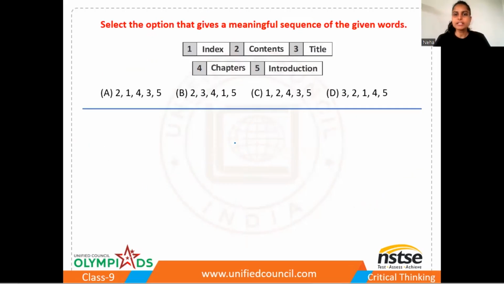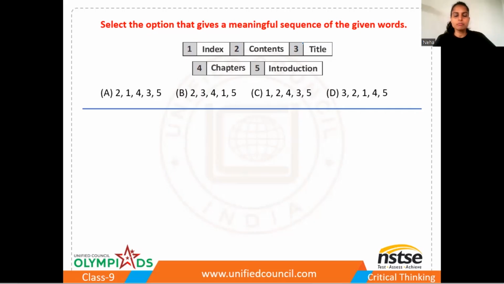Perfect. Then let's move to the next question. The next question is: select the option that gives a meaningful sequence of the given words. Some words are given and we have to find out which one gives a meaningful sequence, right? The words are index, content, title, chapter, and introduction.